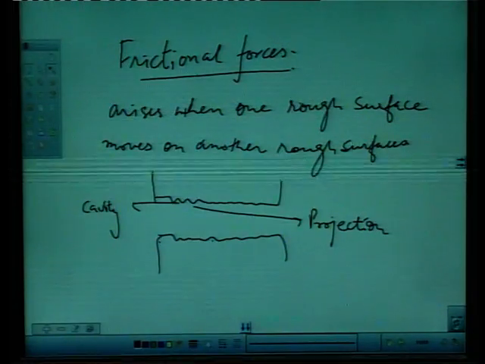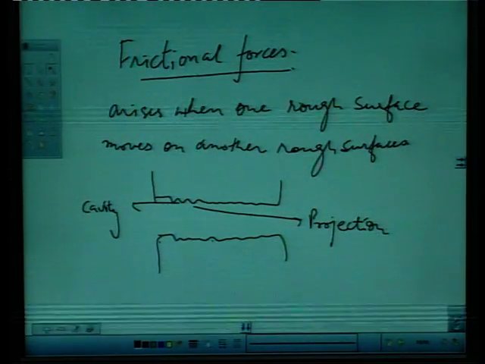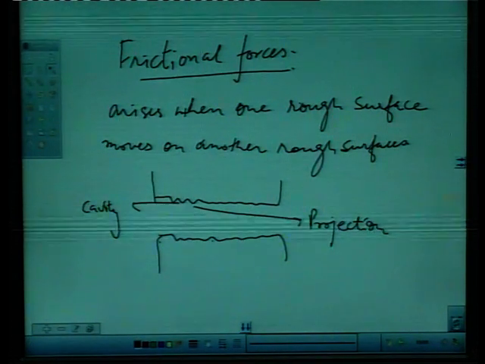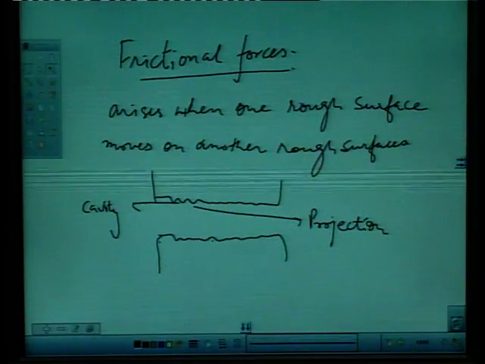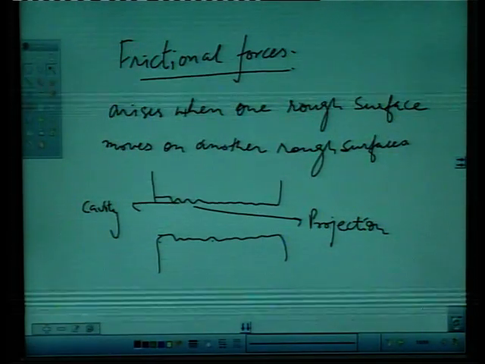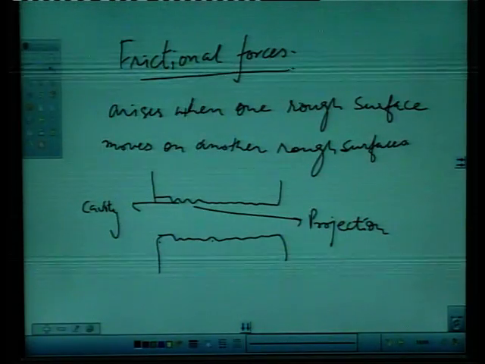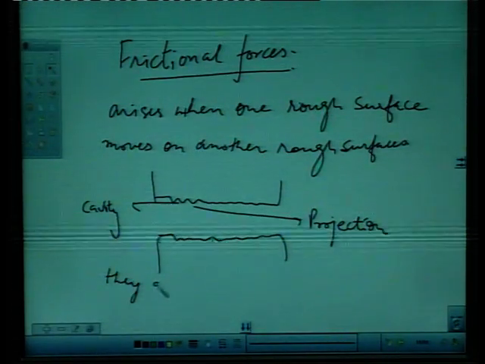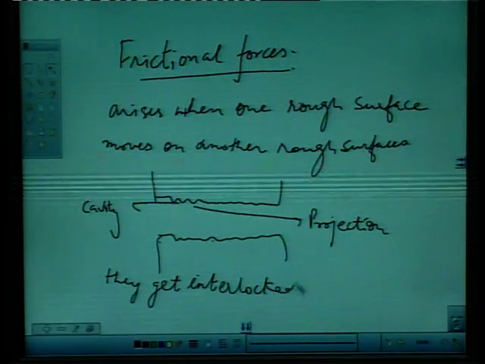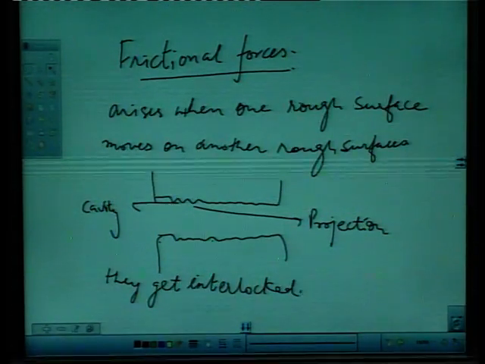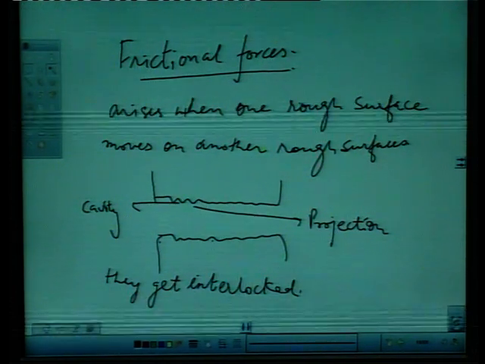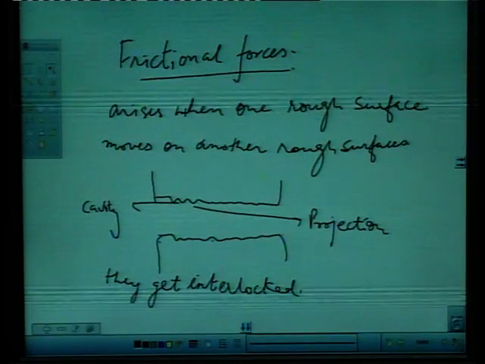All solid surfaces which look smooth to the naked eye have a number of grooves, irregularities or projections and cavities when viewed under a high power microscope. When projections fall over cavities during the movement, they get interlocked when one surface moves on another surface. So, due to interlocking there is a resistance to the relative motion of the surfaces.